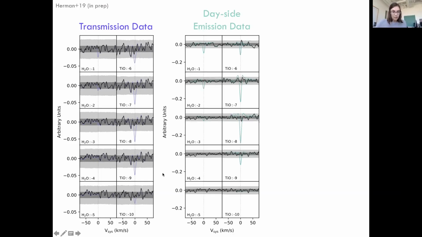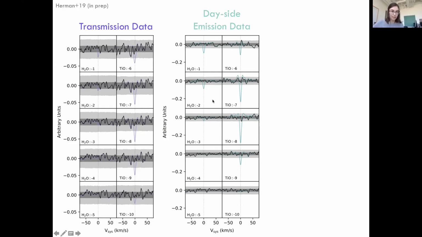So we can place a constraint on the VMR of TiO through this data. With our dayside emission data, we can do the same thing, and you can see there's a really nice detection of the injected signal for TiO. And in this case, we can also place a constraint on water of about 10 to the minus 3-ish, because if it was any higher than that, we would again be able to detect it in our data.